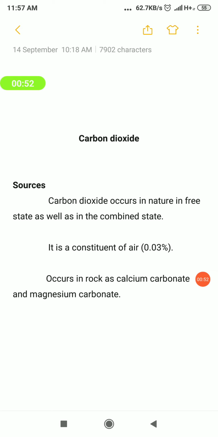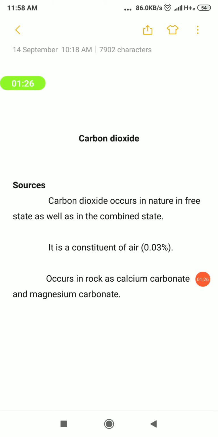First one, sources. What are sources? The places where we obtain carbon dioxide. Naturally it's available either in the free state or in the combined state. Free state means it will be CO2 itself. Combined state means it will be in another form, it may be carbonate, CO3, or bicarbonate, HCO3. So it occurs in nature either in the free state or in the combined state.